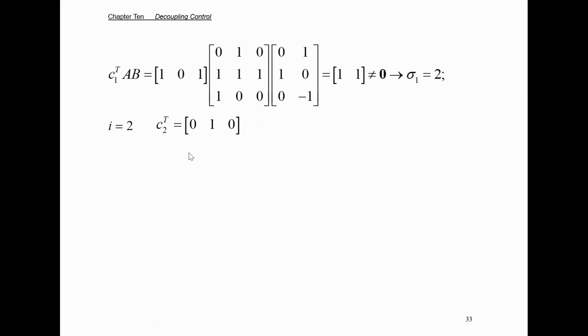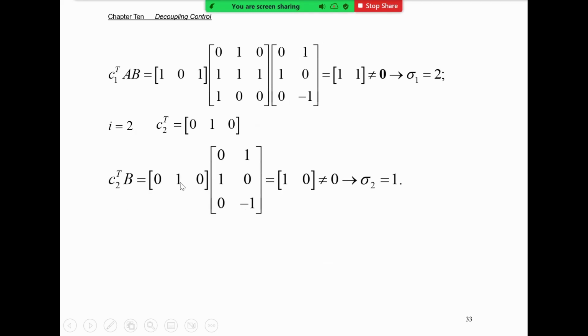Then you move on to compute the relative degree for the second row. So i equals 2, you get C2, the second row of this matrix C. You get C2 times B. Now in this case, it is 1, 0. So the vector is not 0. Then the relative degree is 1. Okay?